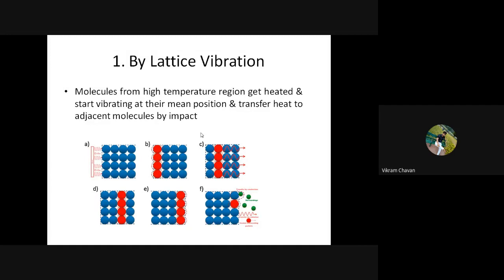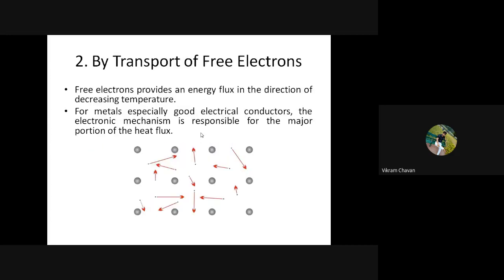Okay, if you understood, no need to draw the diagram. Now next is the second type of mechanism, which is by transport of free electrons.